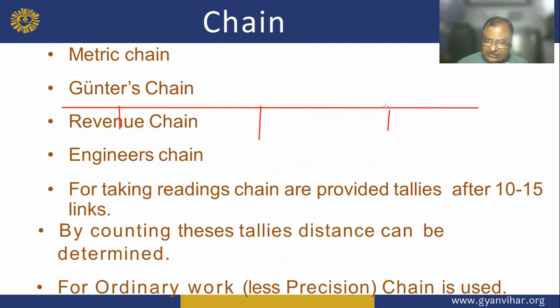So now it is clear. This is 5 meter, 10 meter, 15 meter, and 20 meter. This is zero. You can measure by this. But what is the change of tally? Actually, the tally is a brass locket, and this is written on it. This is the tally of 5 meter. This is 10 meter. This is the tally of 5 meter. This is zero. This is zero. Now you can measure from this side. Okay, so this is the tally of the chain.